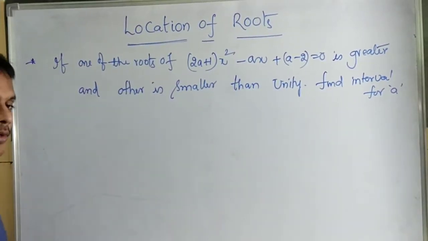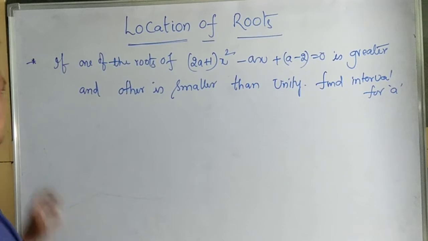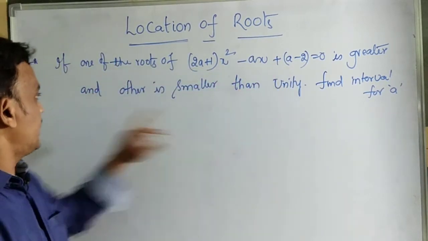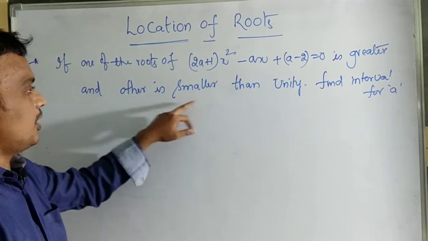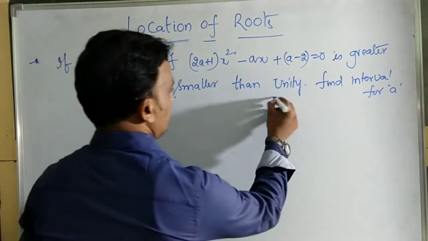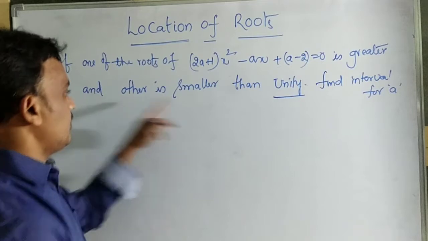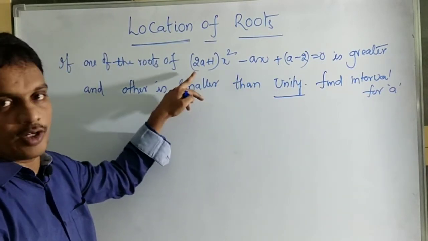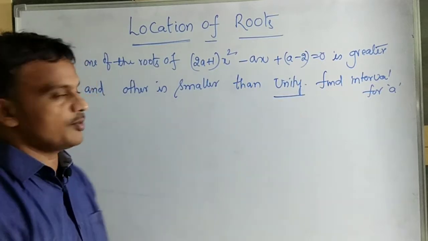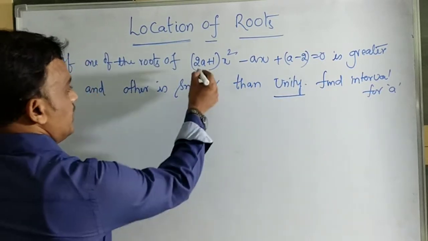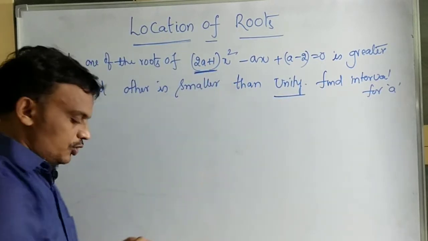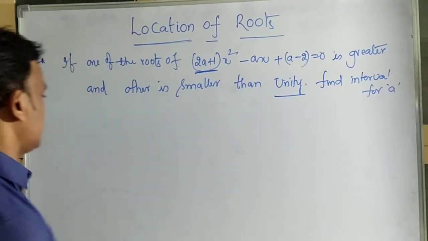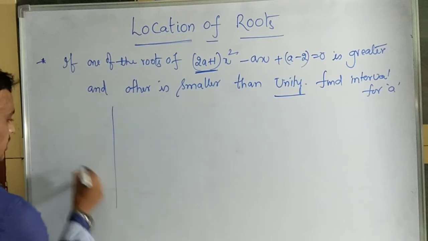Here is one problem based on these conditions. If one of the roots of the quadratic equation is greater than unity and the other is smaller than unity, that is, one root is greater than 1 and the other root is less than 1, find the interval for the unknown variable small a. Here the leading coefficient is 2a plus 1, so we don't know whether it is negative or positive. Whatever it is, first of all, draw the graph.